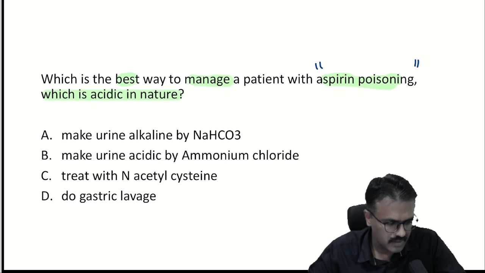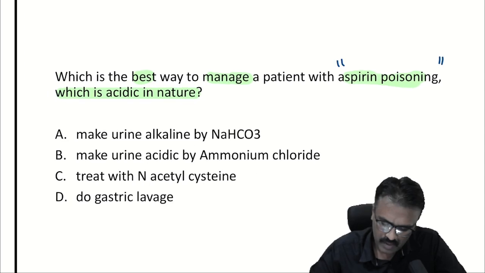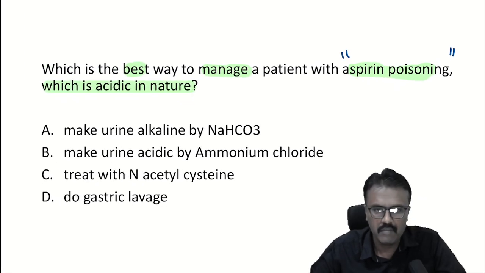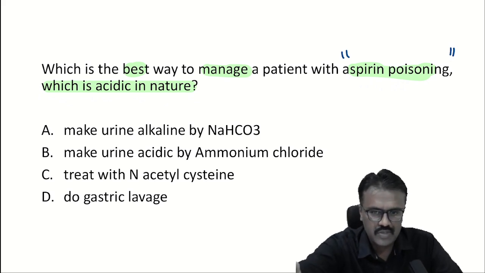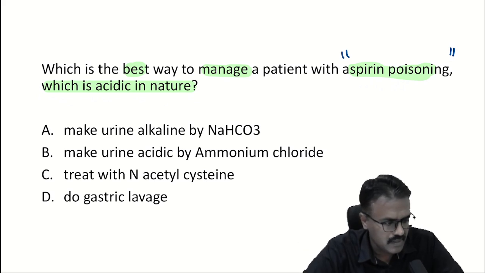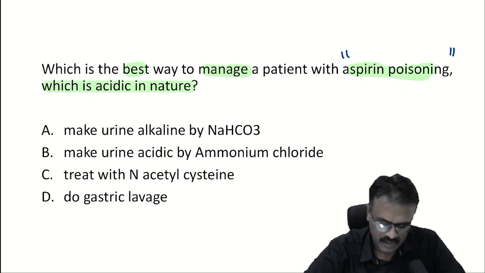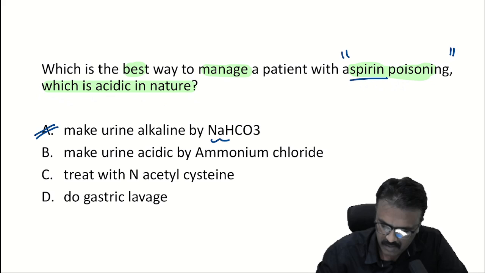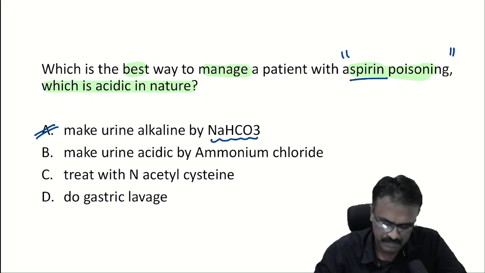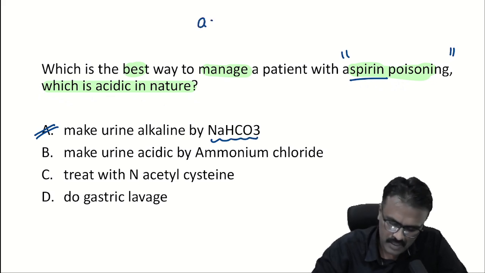The options: make urine alkaline by giving sodium bicarbonate, make urine acidic by giving ammonium chloride, treat with N-acetylcysteine, and do gastric lavage. So what is the best answer? Yes, Himalayan, Bhairav, DK. Can anybody answer this? Yes, the answer for aspirin poisoning is to make the urine alkaline by giving sodium bicarbonate. Correct, Bhairav. So what happens in acidic drug poisoning?